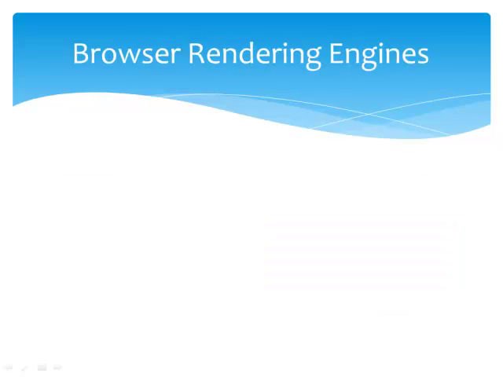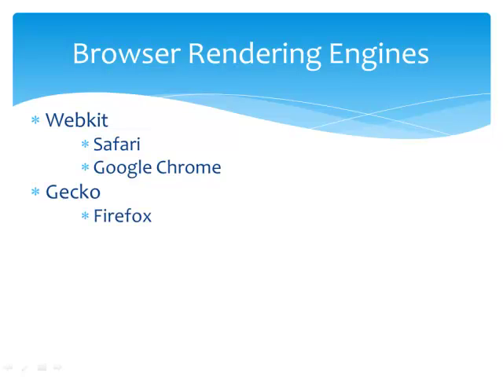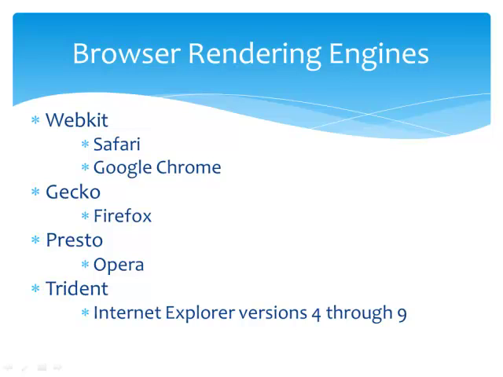When you work with CSS3, you need to be aware of browser rendering engines. The WebKit browser rendering engine is used by Safari and Google Chrome. The Gecko browser rendering engine is used by Firefox and other Mozilla-based browsers. The Presto browser rendering engine is used by the Opera browser. The Trident browser rendering or layout engine is used by recent versions of Internet Explorer, including version 9.